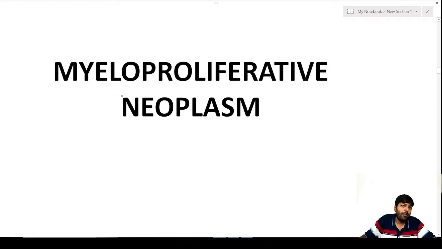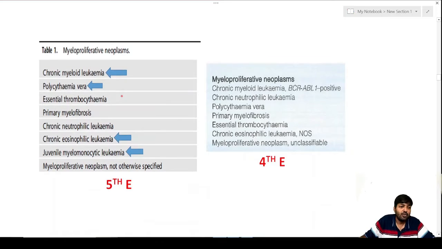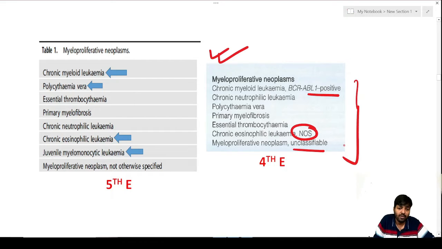Now in today's topic of discussion, we are also going to include the myeloproliferative neoplasms and the changes that have been introduced in them. So this was the definition given for myeloproliferative neoplasm in the 4th edition of WHO. As you can see, there is CML, BCR-ABL positive, CNL, polycythemia vera, primary myelofibrosis, essential thrombocythemia, chronic eosinophilic leukemia NOS, and myeloproliferative neoplasm unclassifiable. So this was the initial 4th edition definition.